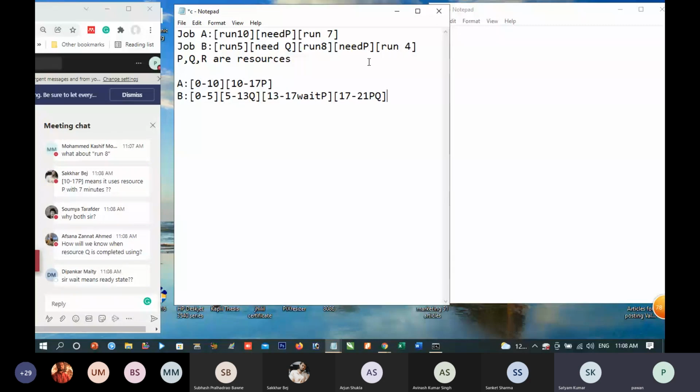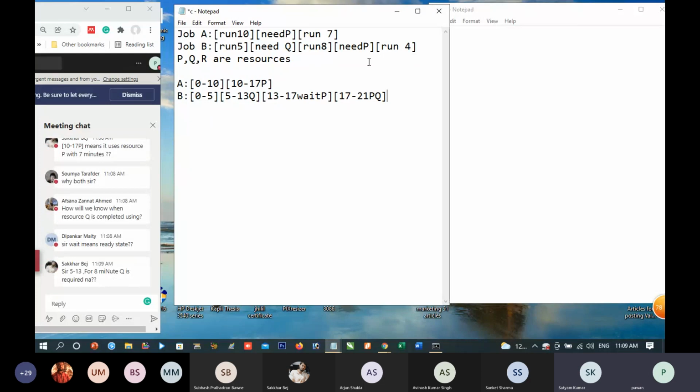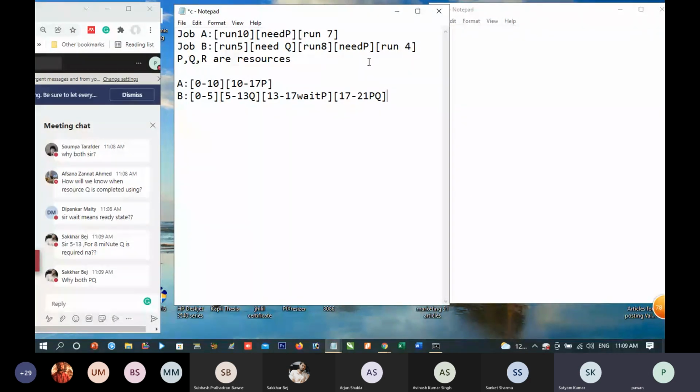When a job is over, it will release all the resources which are given to it. No, wait doesn't mean ready state. Wait does not mean ready state. Ready state means when a job has got all resources except the processor. And the ready state comes when a single processor is available.